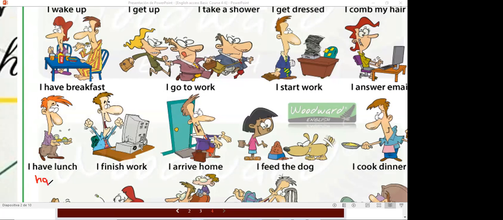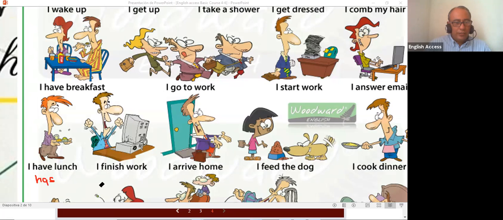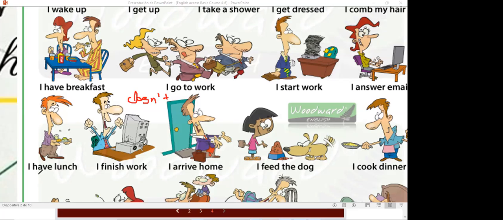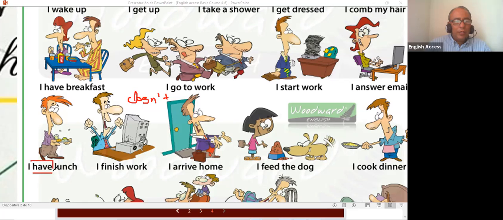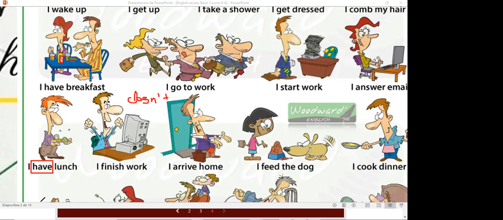En afirmativo. He has lunch. Exactamente. He has lunch. Pero si fuera negativo, ocupamos el doesn't. Entonces sería he doesn't lunch. He doesn't. No se te olvide el verbo. He doesn't, ¿qué? He doesn't have lunch.